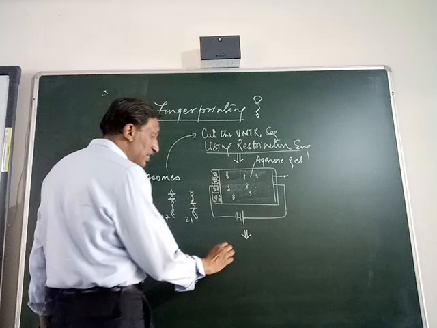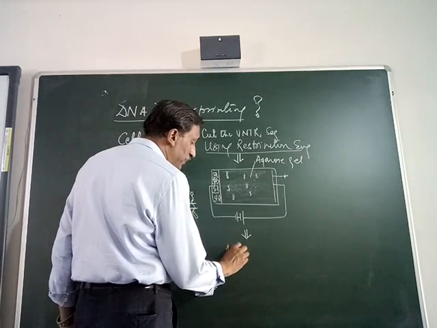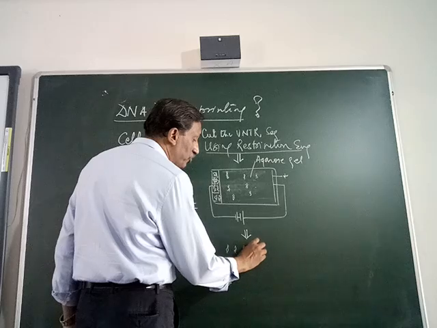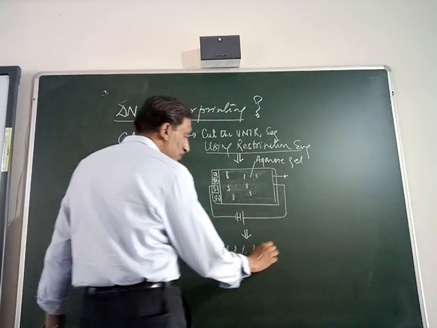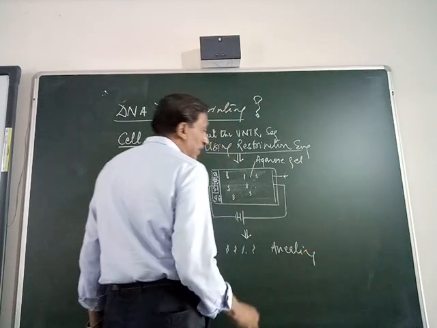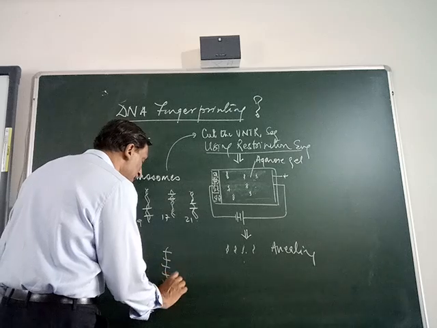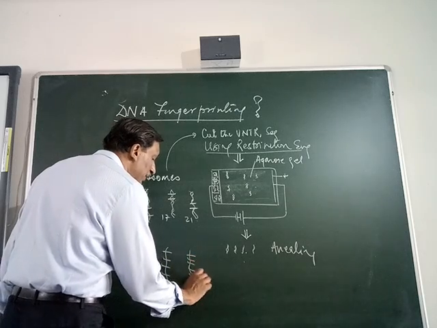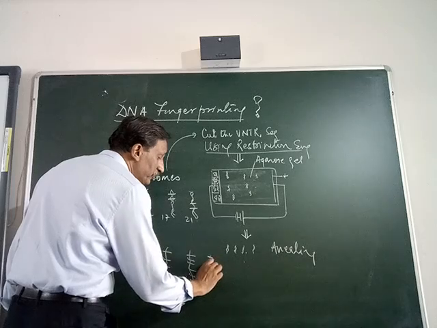Now we have to anneal them. The DNA segments which are still double stranded, we have to anneal them. Annealing is done by heating. Okay, this is called annealing. After annealing, these DNA segments are exposed to the radioactive nucleotides.